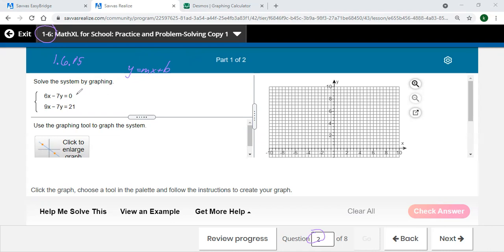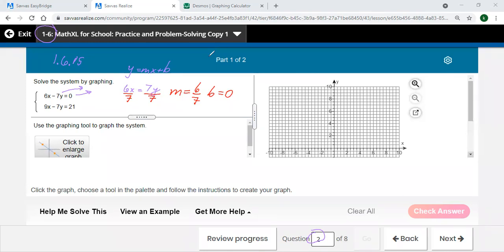So solving this one for y, I'm going to add the 7y to the other side. So I'd have 6x equals 7y. And then to get the y alone there, I would divide by 7. So my slope here is 6/7. I had no b, no numbers, so b, the y-intercept, would be 0. So let's see what that looks like to put it on the graph over here.